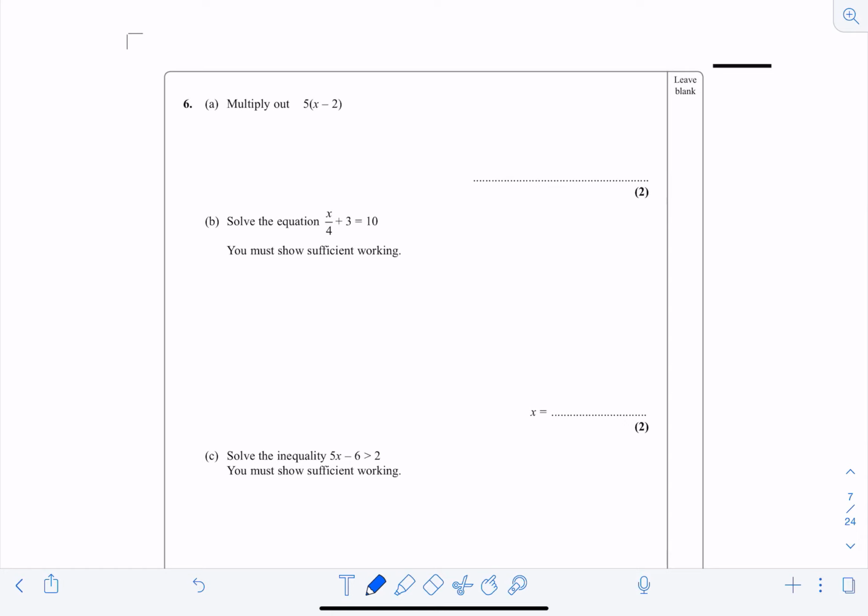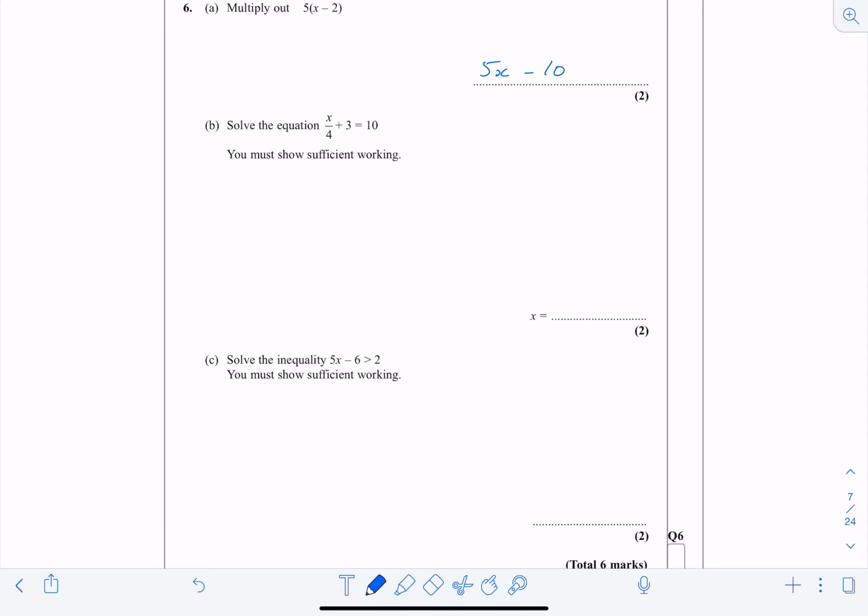Question number 6, multiply out this. Well, that's going to write it straight. 5x minus 10. X over 4 plus 3 equals 10. It says solve this. Okay, so what I'm going to do first, I'm going to times by 4. No, I'm not going to do that first. I'm going to minus 3 first. Peel that onion. Minus 3, x over 4 equals 10 minus 3, which is 7. I'm going to times by 4 both sides. I get x equals 28.